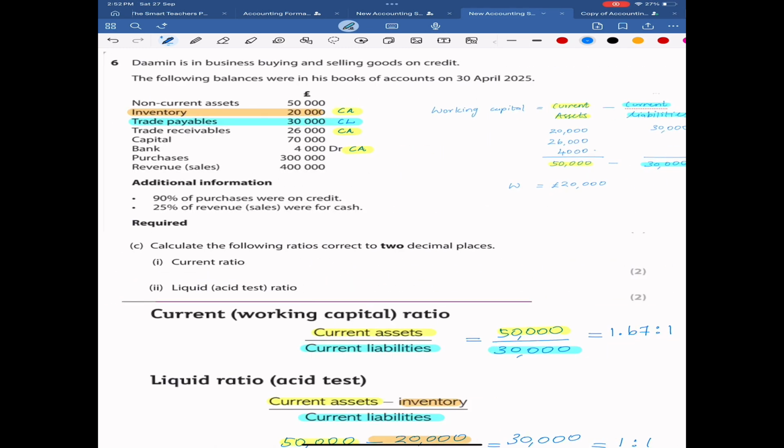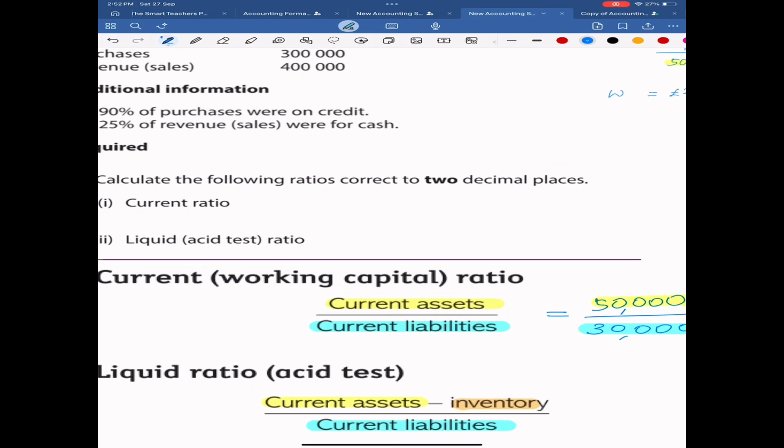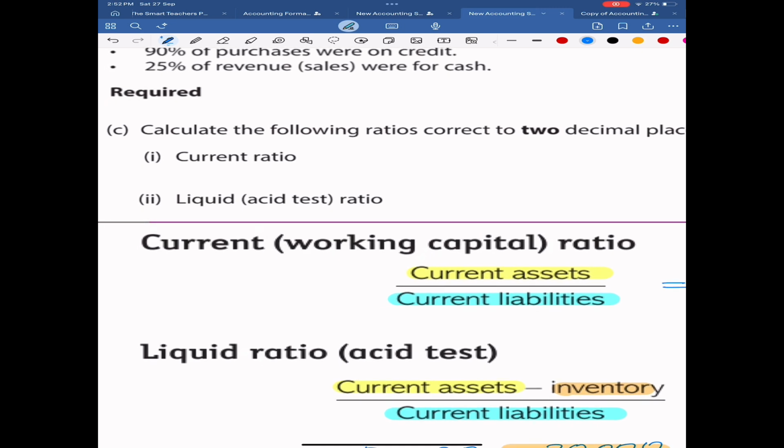Part C. Calculate the following ratios to two decimal places. Number 1, current ratio. Number 2, liquid ratio or acid test ratio. How do we calculate current ratio? Current assets over current liabilities. Whereas for liquid or acid test ratio, from current assets, take away closing inventory divided by the current liabilities.